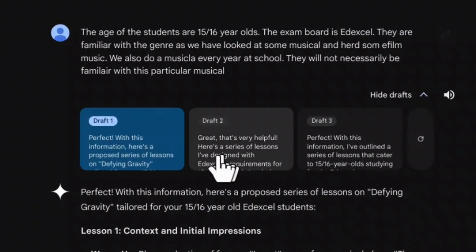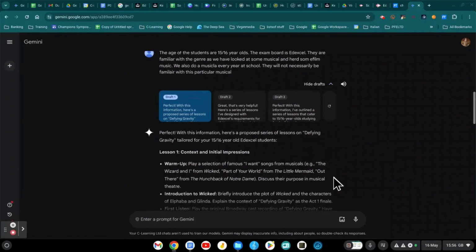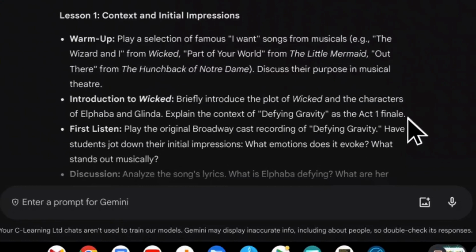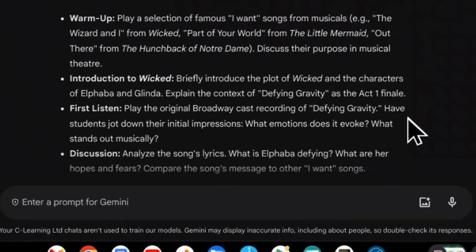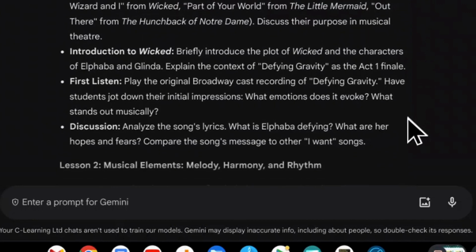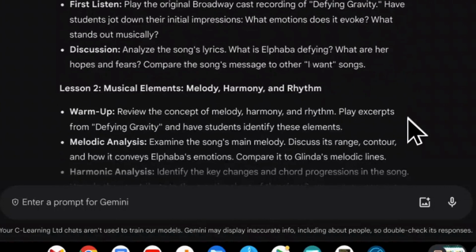And there you go. There are the 3 possible drafts. They will all be slightly different. So let's just have a quick glance through this. Just going through, looking at the song, referencing other songs from other musicals. So you've got a reference to other pieces in the genre, which is great.